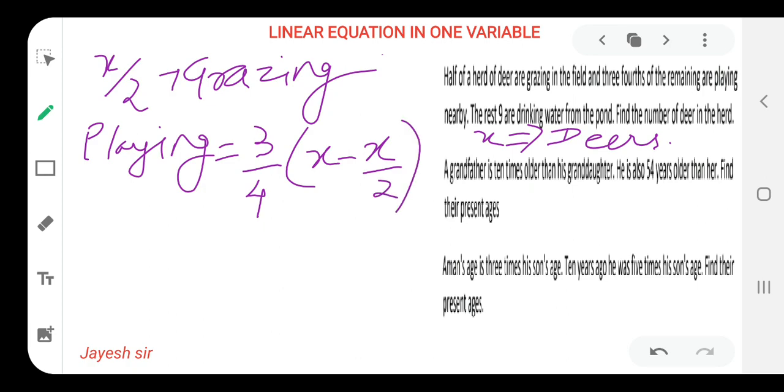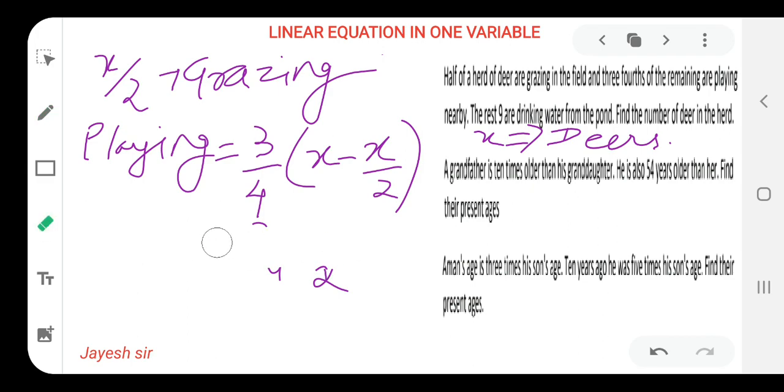Yes, friends, this is the thing that we have to keep in mind. Three-fourths of that. So what will we get? X minus x by 2, that would be x by 2 only. So the total would be 3 by 8x. You can solve it.